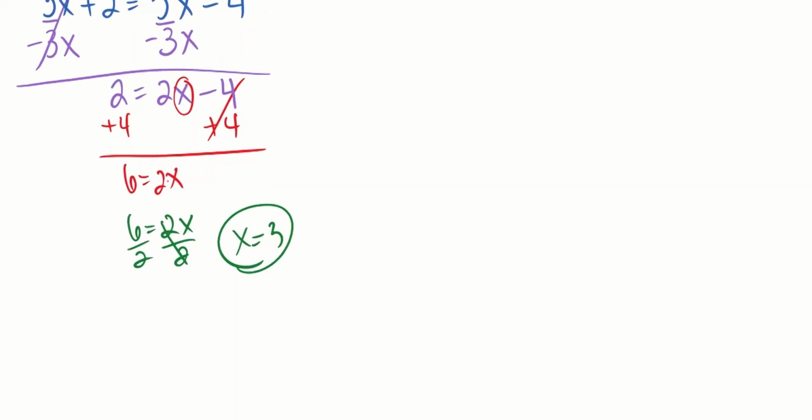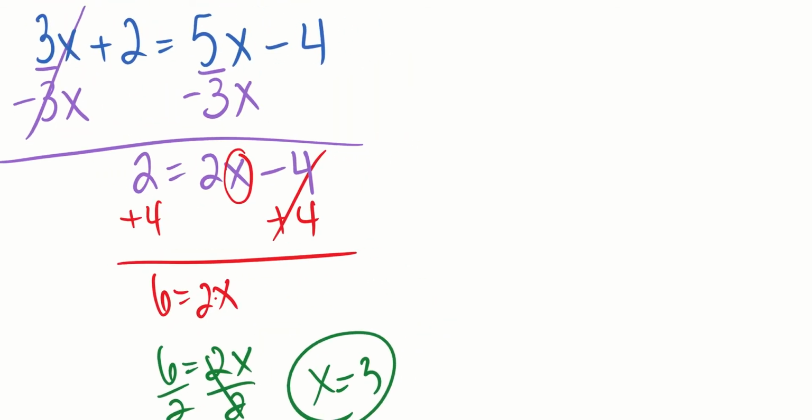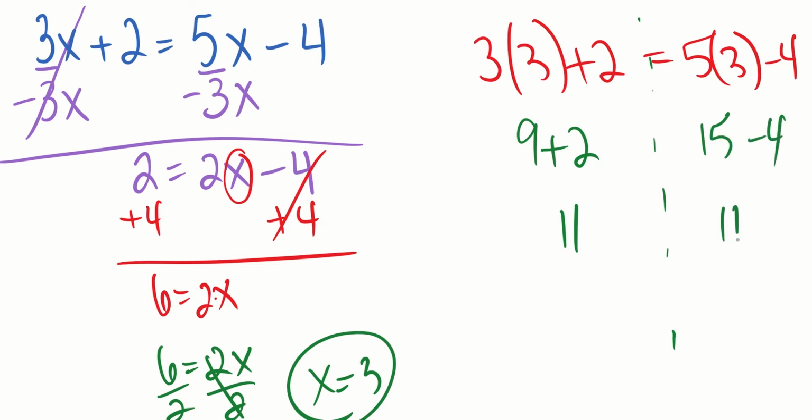To check it, I need to plug in my answer into the original equation. So 3 times 3 plus 2, does that equal 5 times 3 minus 4? Now I'm going to evaluate both sides separately. This gives me 9 plus 2, which is 11. On the right hand side, I get 15 minus 4, which is also 11. So since the sides come out to the same number, that means I did it correctly. The equation is equal.